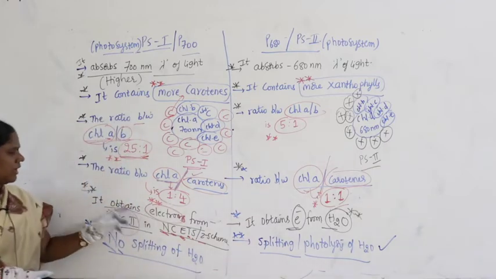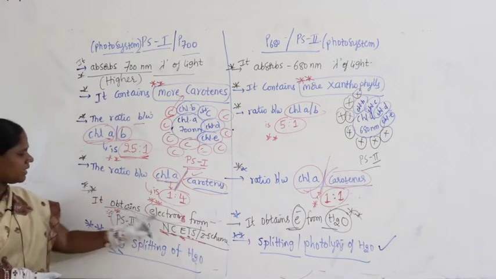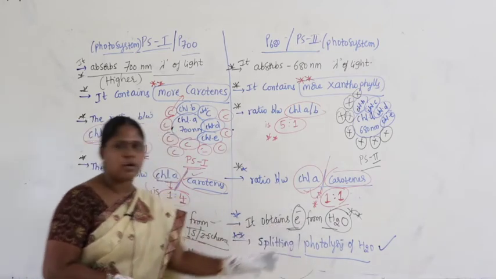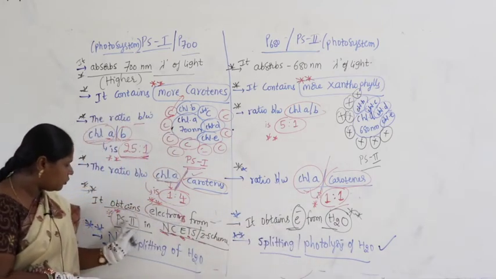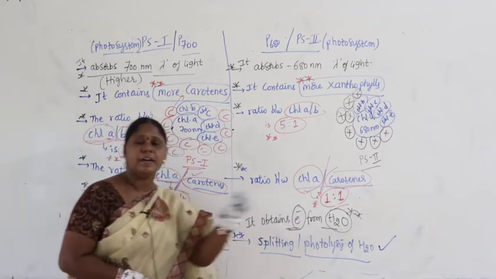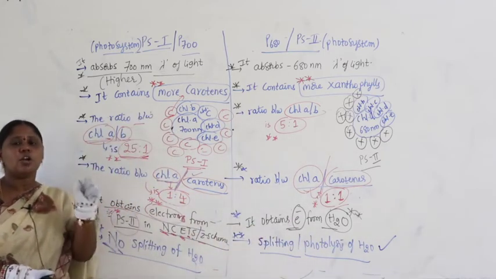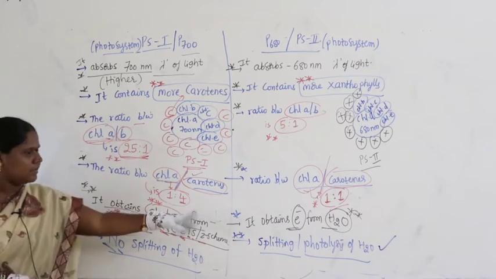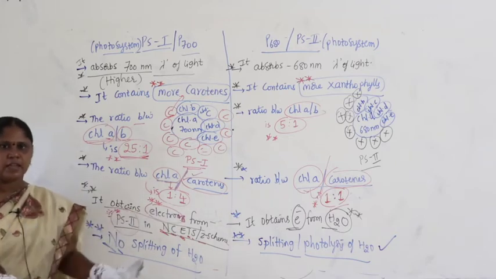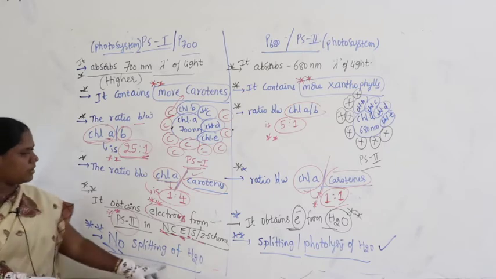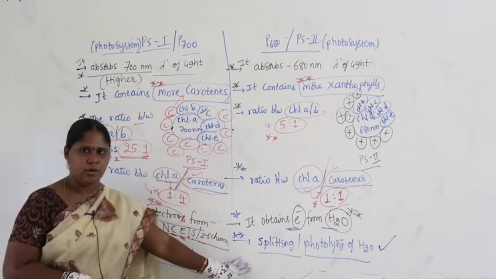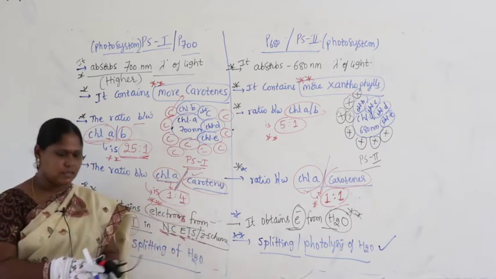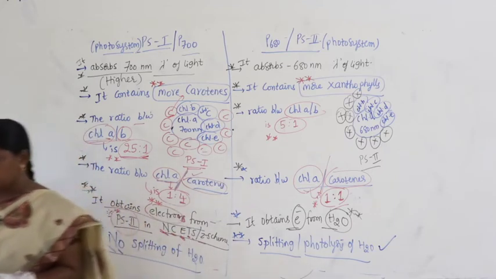And here PS1 gets electrons from PS2. Try to remember, here PS2 will get electrons from water. In the question, you have to choose these options only if it is mentioned as non-cyclic electron transport system, then only you can take that answer, otherwise don't take that. Okay, so no splitting of water, but you know there is a splitting of water. And not only these differences, we have continuation of some more differences, so let us continue that.